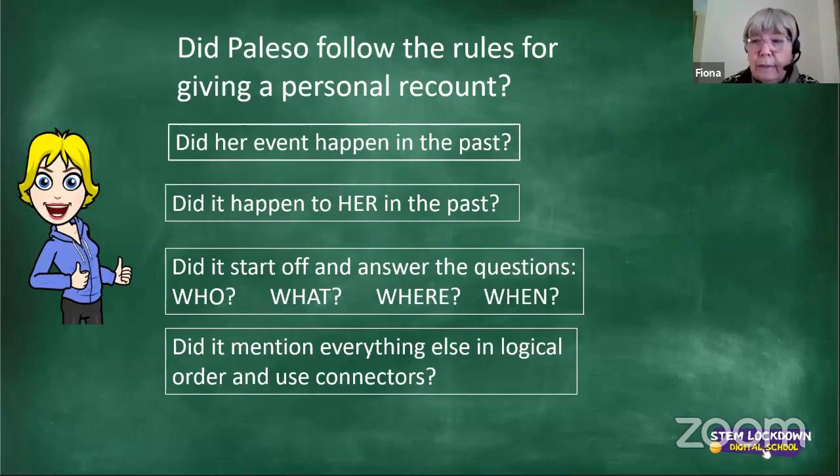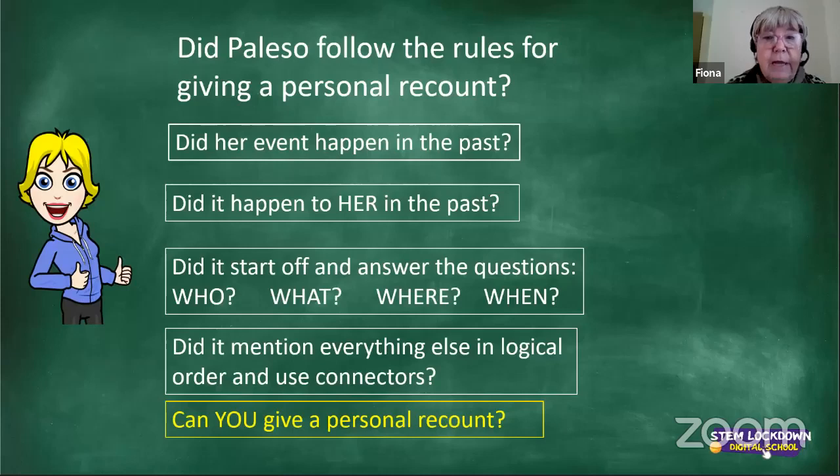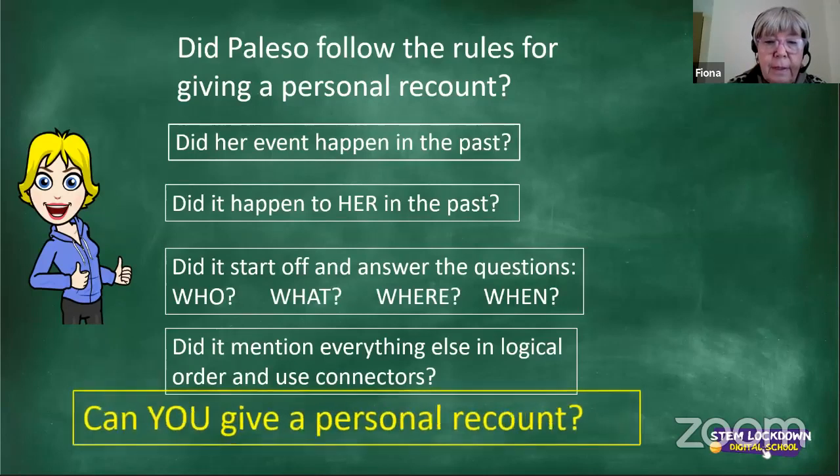for those who might be late, who have just arrived, we're learning about personal recounts. And we've just listened to a personal recount from Paliso. Now, here's the question. Can you give a personal recount? So what I want to do now is I want you to think of a personal recount that followed those rules. It happened in the past, and it starts off answering the questions who, what, where, when, and it mentions everything else, and also it has connectors. So let's give you a little bit of time to plan that, and then I'm going to ask you to put up your hand.